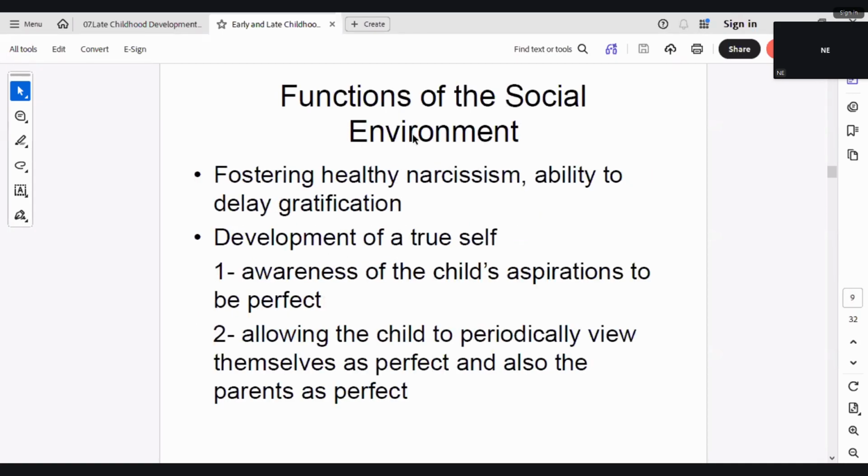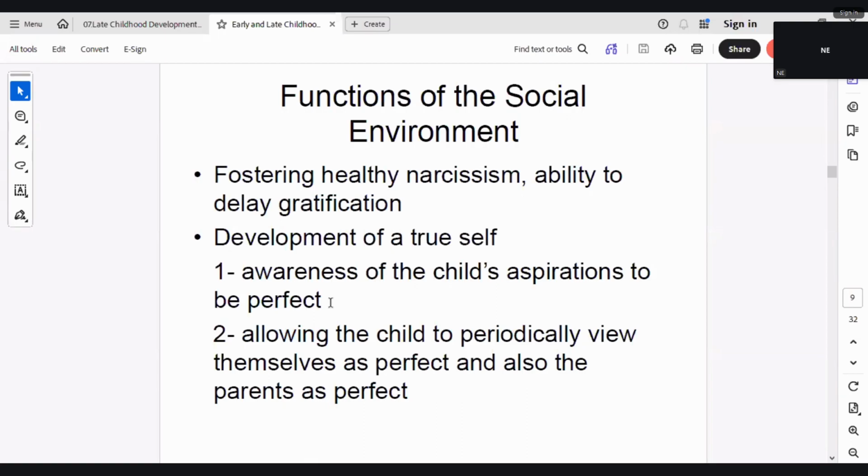So, what are the functions of a social environment? A social environment will foster healthy narcissism and an ability to delay gratification. The development of a true self. Remember when we talked about Bowlby, true self, false self? So here, the awareness of a child's aspirations to be perfect, like I told you before, it's really essential for young kids to feel like, when their parent looks at them, that they're the apple of their eye, that they're the most important being, and that the universe kind of revolves around them. So it's healthy narcissism.